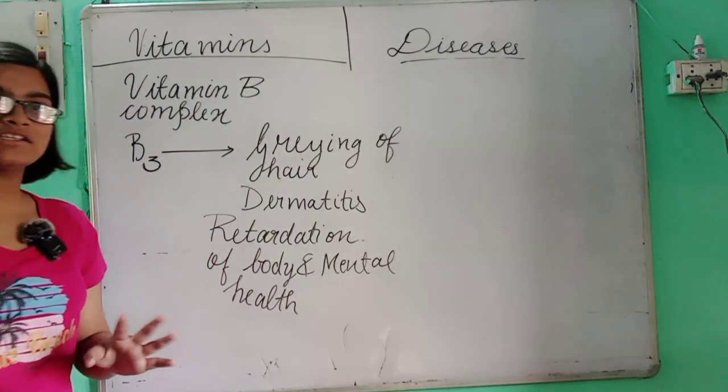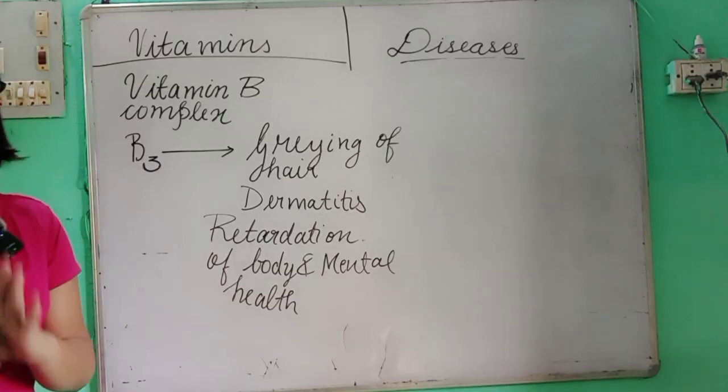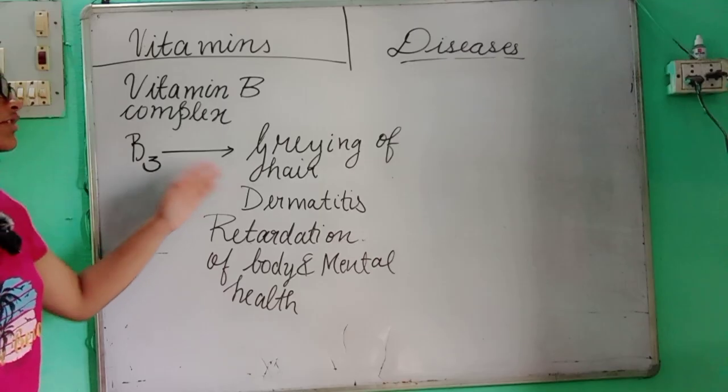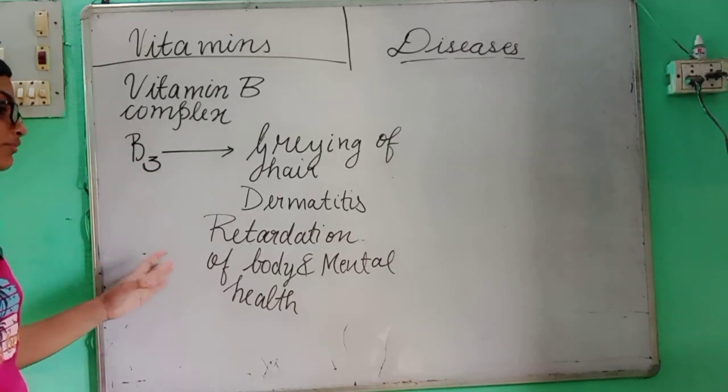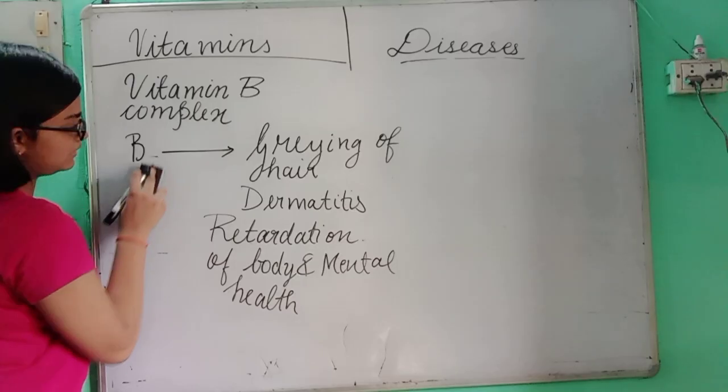So all of the diseases, whatever we are discussing, these all are caused because of the deficiency of particular vitamins. So like vitamin B3's deficiency causes graying of hair, dermatitis, and retardation of body and mental health. Then we have vitamin B6.